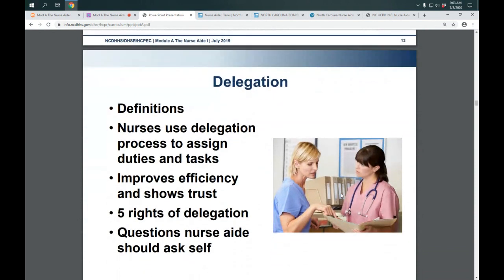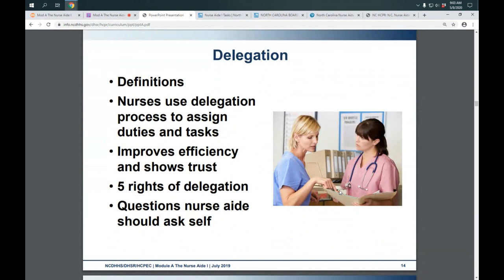All right. Let's talk about delegation just a minute. Delegation is the nurse's responsibility. While you are with me, I am your nurse. I have been an RN for over 30 years, longer than most of you have been married. You will be working for me. Okay, so you are working on my license.